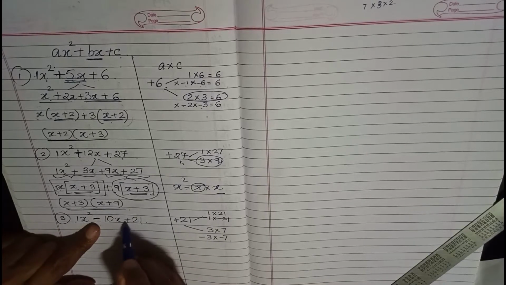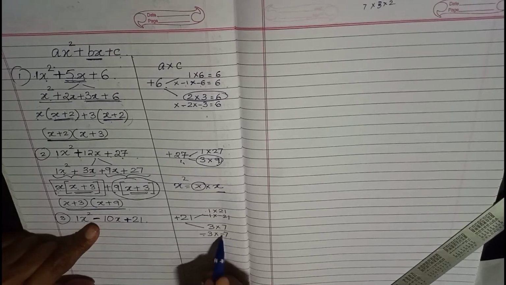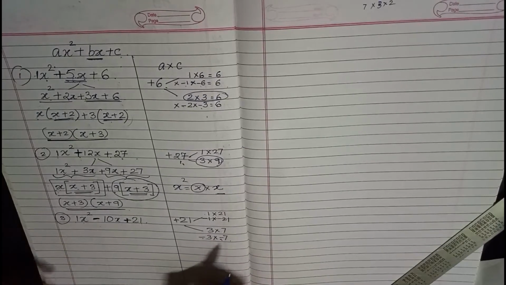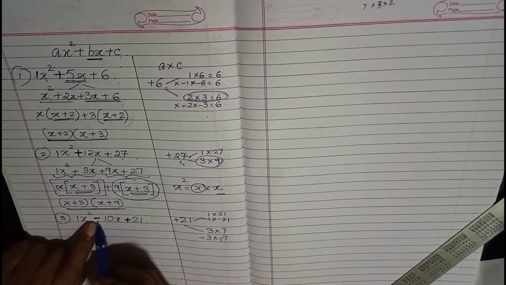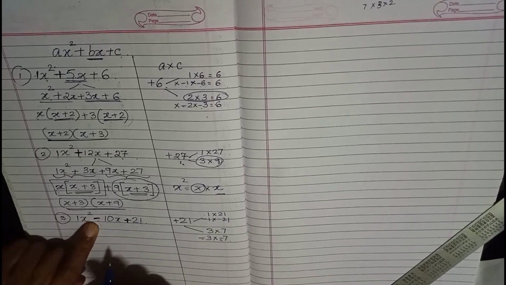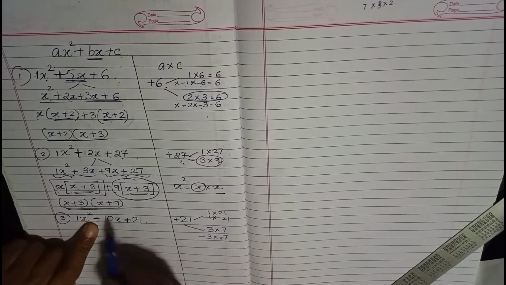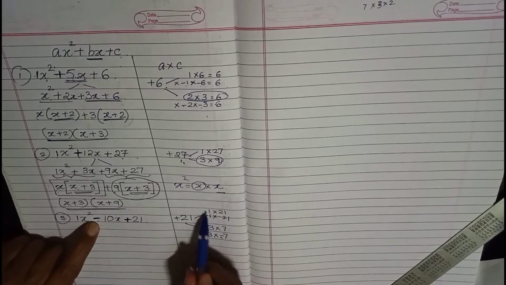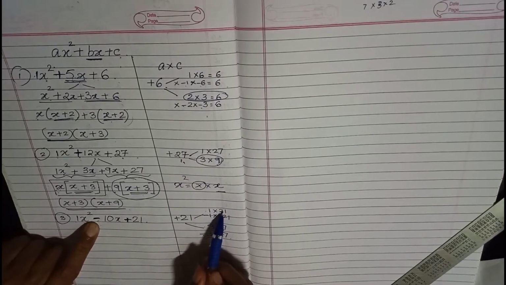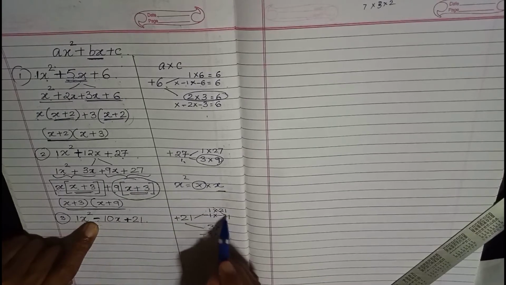Now, since the multiplication is positive, either it has to be both positive or both negative. But since the middle number is negative, we will be looking at only negative signs. See, plus 3 plus 7 will give me plus 10. It will not give me minus 10. 1 plus 21 is going to give me 22. It's not going to give me 10. So this is out of question.